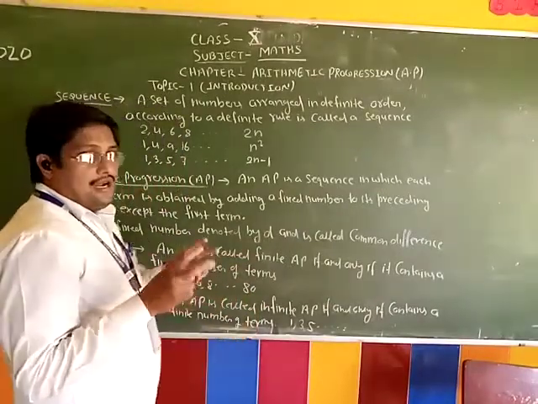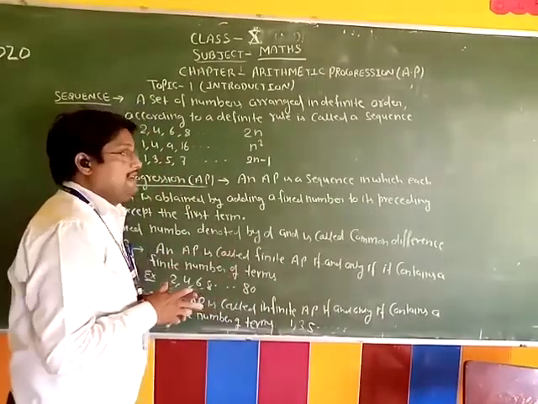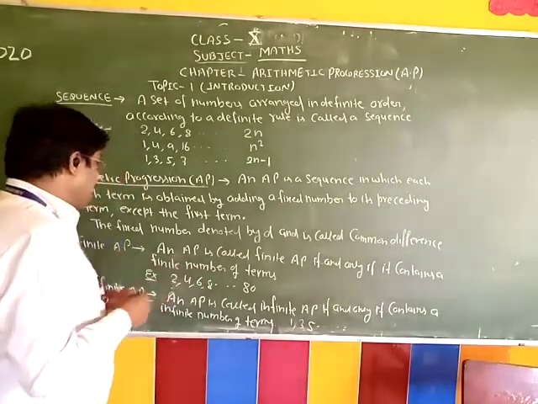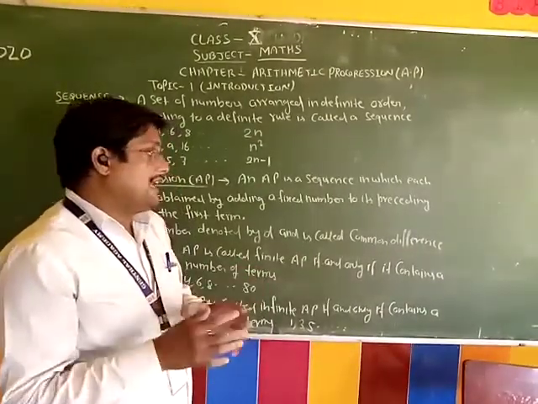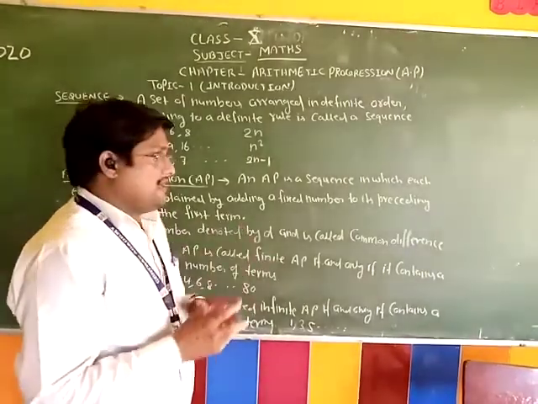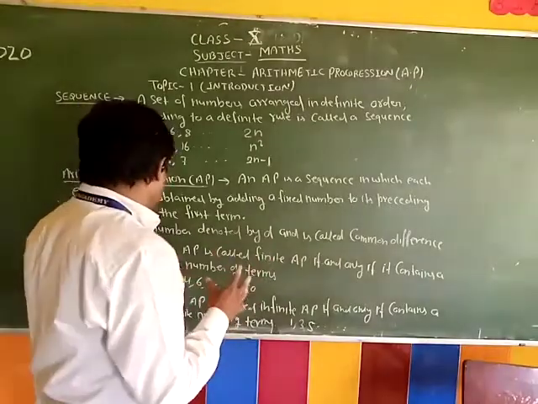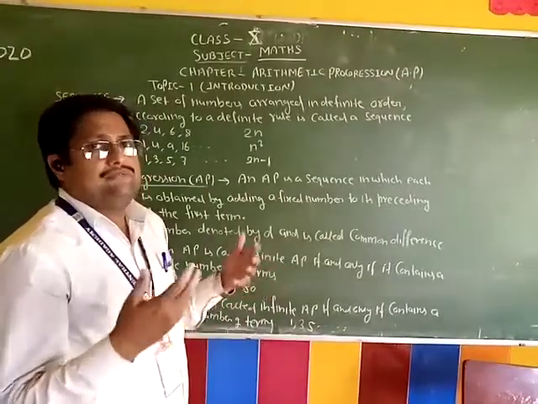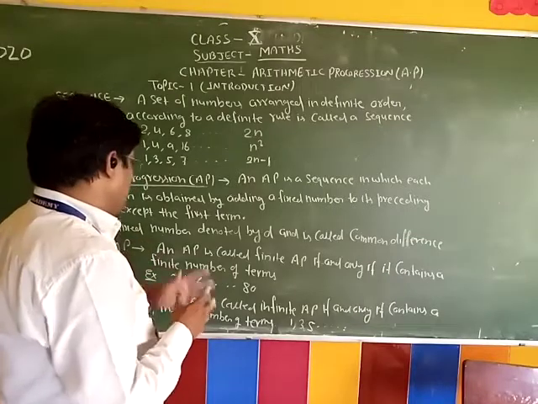These APs are divided into two types: the finite AP and the infinite AP. What is a finite AP? An AP is called a finite AP if and only if it contains a finite number of terms. That is, in this AP the first term and the last term are given. A finite number of terms, 4 terms, 8 terms, 20 terms, 50 terms, is obtained. So this AP is called a finite AP.